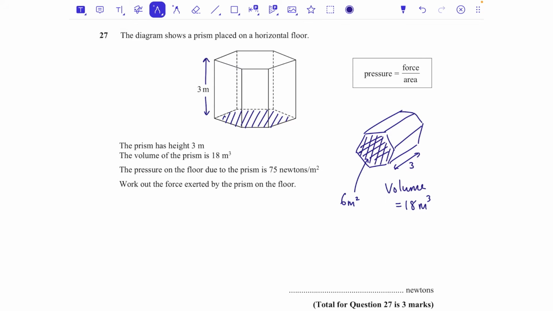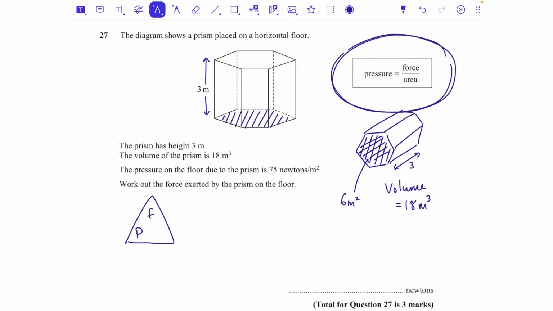The pressure on the floor due to the prism is 75 newtons per meter squared. Work out the force, and we're given the formula up here. Now, pressure is all about the area of the face that is in contact with the floor. Okay, it's about that face that is touching the floor. That is going to be the pressure forcing down. So pressure is force divided by area, and you might remember it as a formula triangle like this: pressure, force, area. We're working out the force in this case.